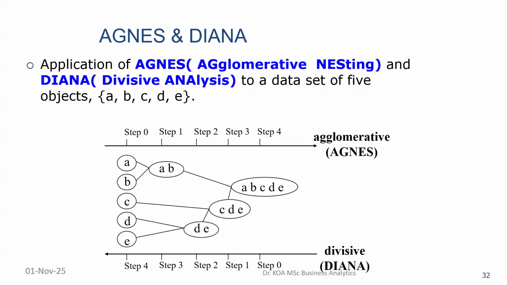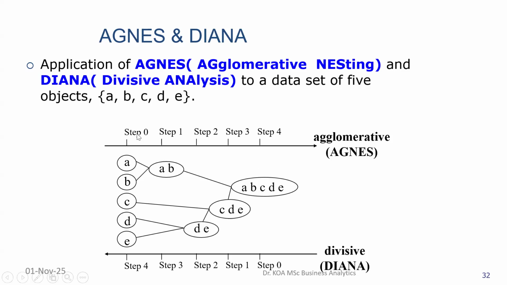The agglomerative is starting from the bottom. So at the bottom, you have A, B, C, D, E, each separately on its own. Then it combines A and B to make AB, combines D and E to create DE, and then picks DE and C and creates CDE, and finally picks AB and CDE to create ABCDE. That is agglomerative.